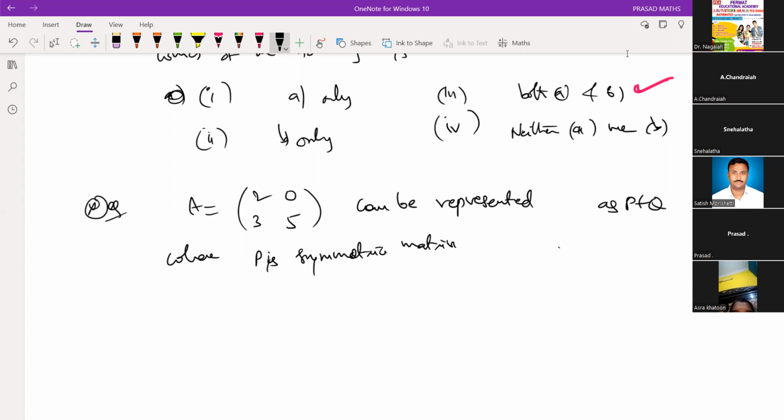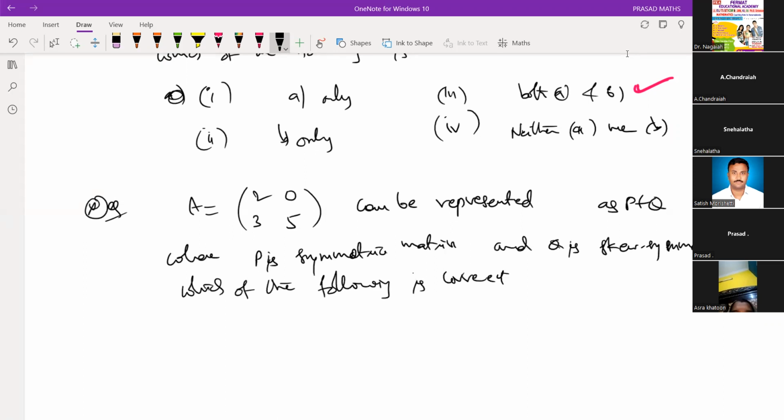Where P is a symmetric matrix and Q is a skew symmetric matrix. Which of the following is correct? This question was asked in JEE.